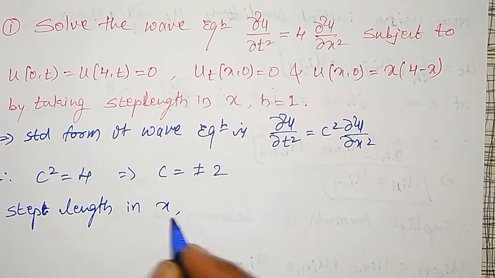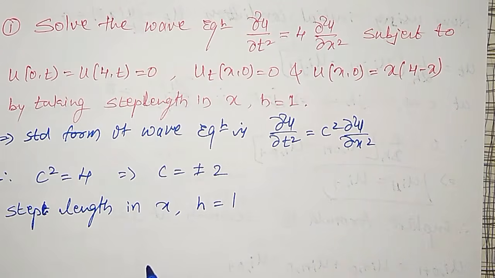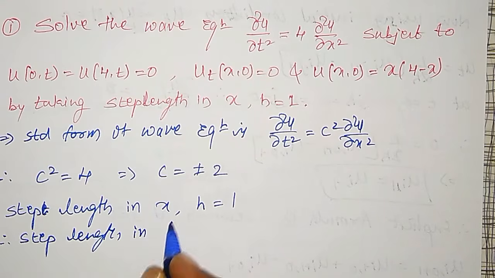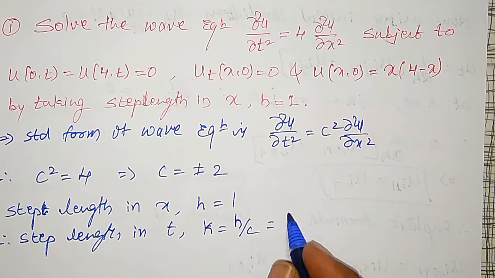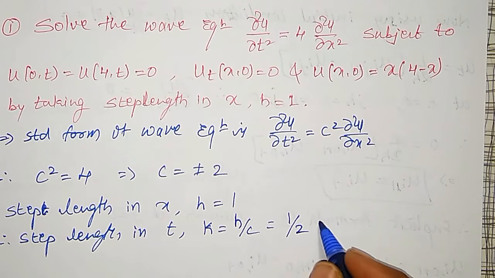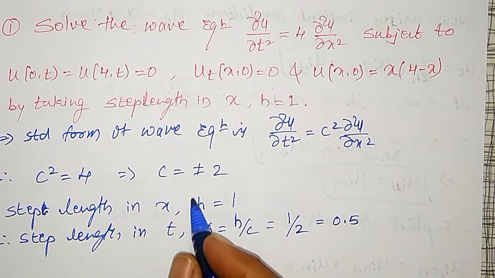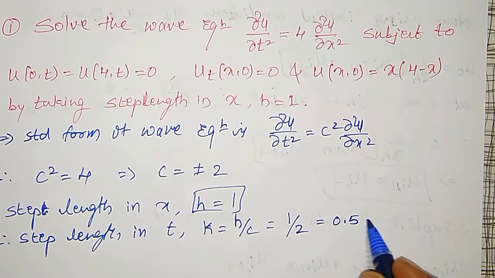in x as h = 1. Therefore, step length in t, k must be equal to h divided by c. To apply that explicit formula, the h value is 1 and the c value is 2. Therefore, I can use k = 0.5. So h = 1, k = 0.5 I have to use.